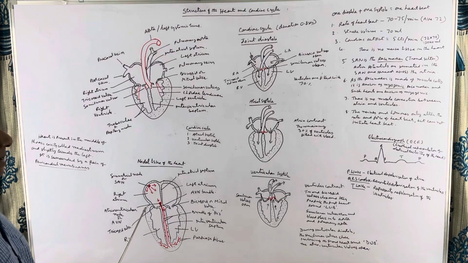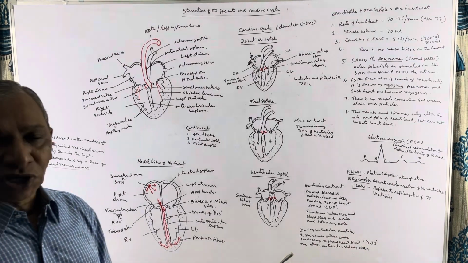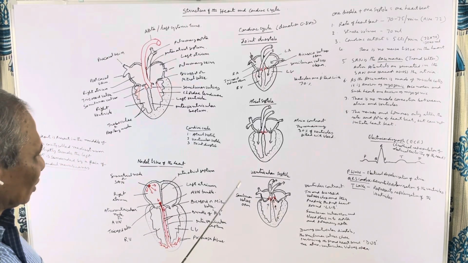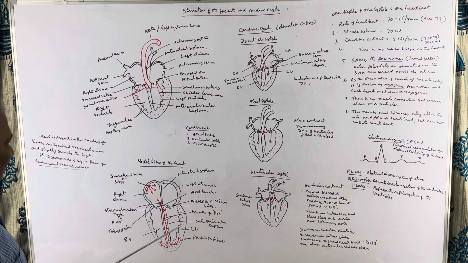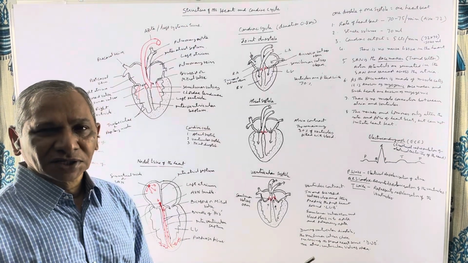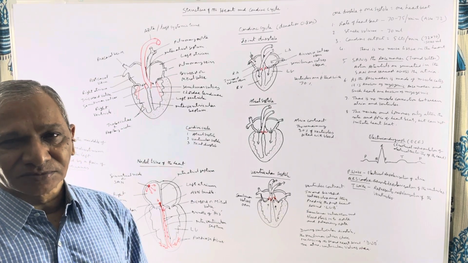Then, in the heart, there is a nodal tissue. The nodal tissue is made of SAN, AVN, then bundle of His and Purkinje fibers. First one, SAN or sinoatrial node. It is present in the upper right corner of the right atrium. The sinoatrial node is also known as the pacemaker.